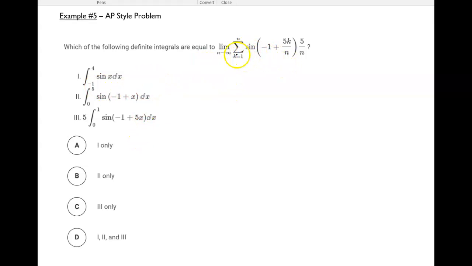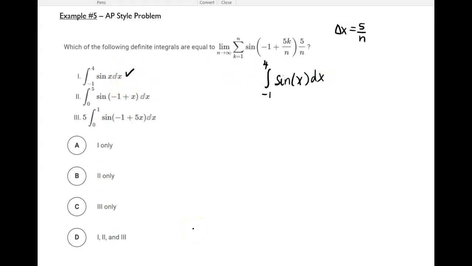And so if I just set it up the way we just did, I see that my delta x is 5 over n. And so the width of my interval would be 5. And then I start at -1, so I'd have the integral from -1, add 5, that gives me 4, of sine of x dx. So this first one definitely works.